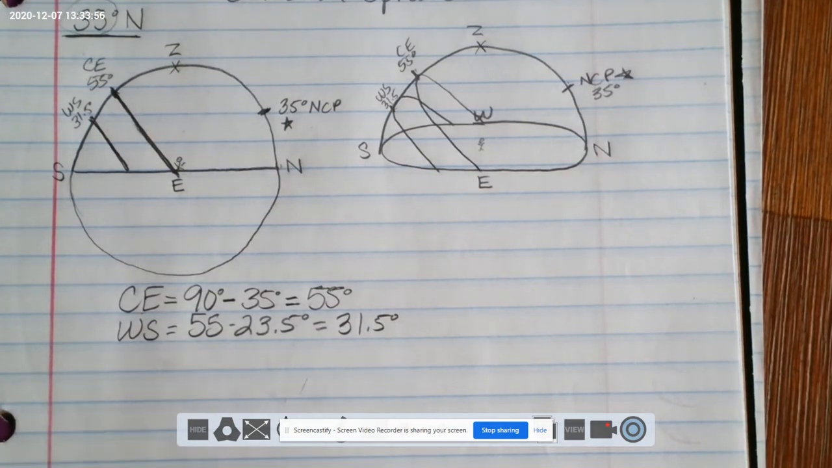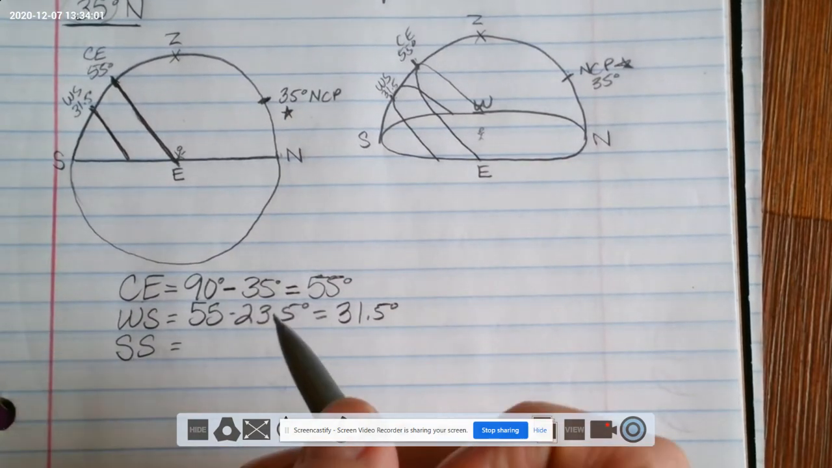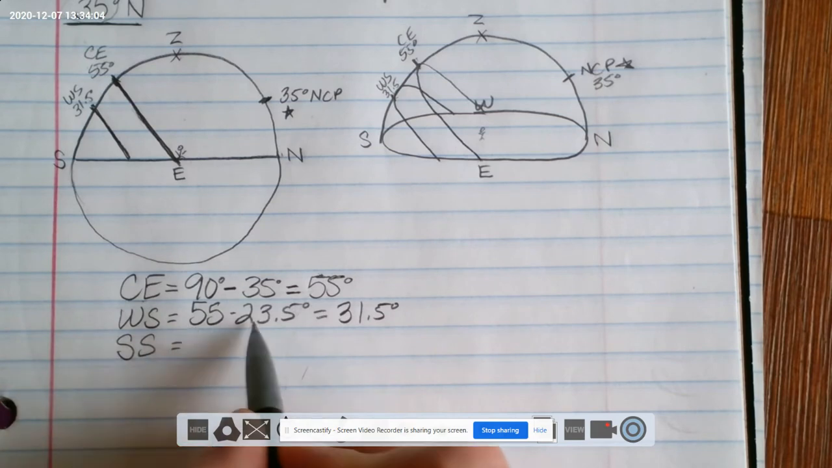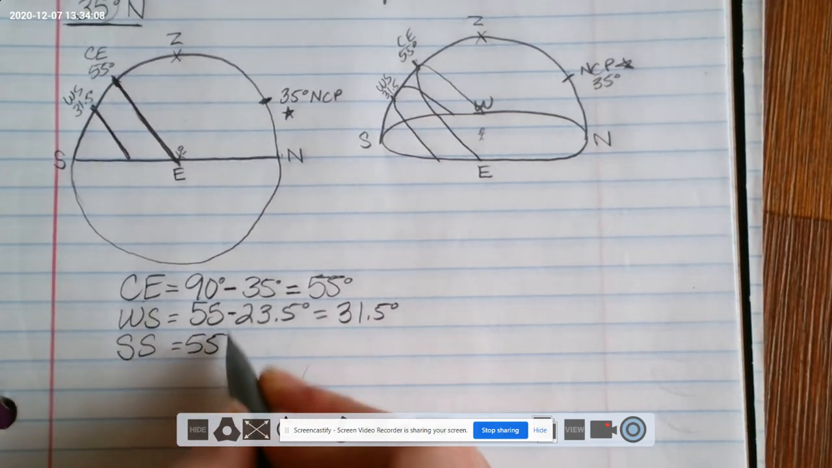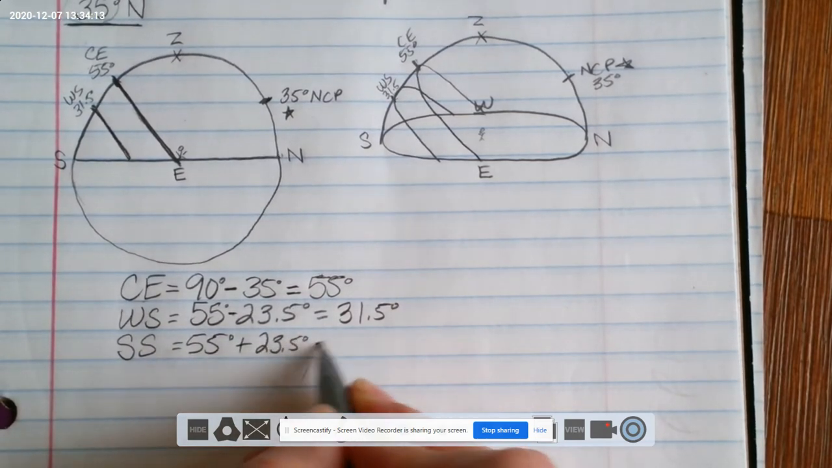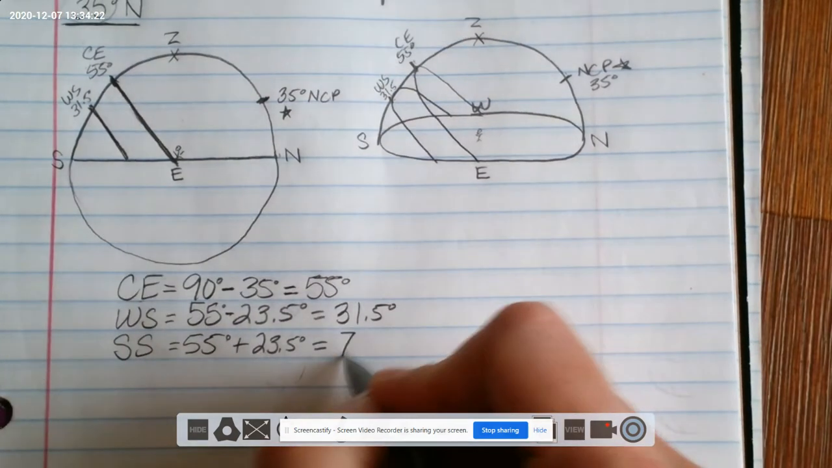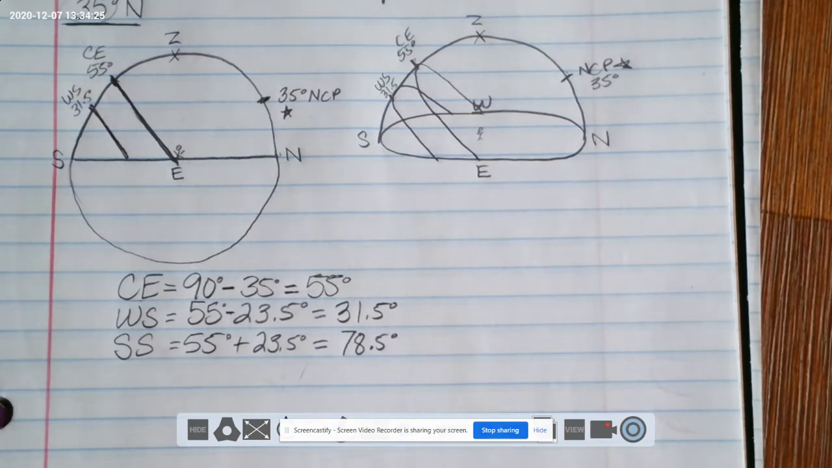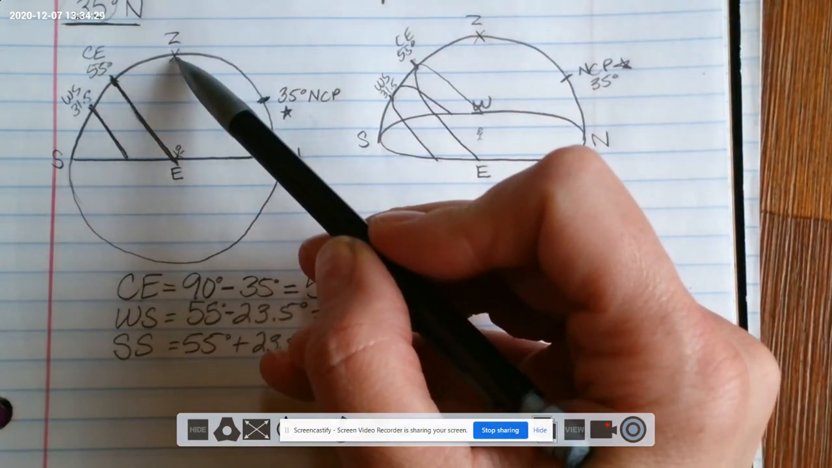And then the last thing that's important to know is what we call our summer solstice. That's the longest day of the year. If we subtracted 23.5, we are going to add 23.5 degrees to 55 to get our summer solstice. So 55 plus 23.5 is going to give us 78.5 degrees. Now remember, this is 90 up here. Okay, so 78 is going to feel closer.